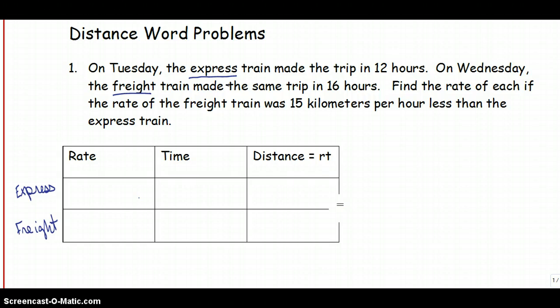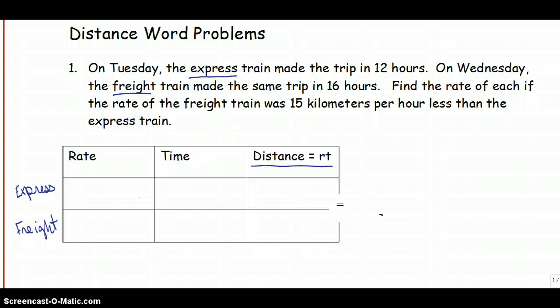So the first thing we're going to do is make a note that we have express trains and freight trains so we can keep everything straight. The other thing that we need to remember is that distance is equal to rate times time. Now these trains are making the same trip, so I know that their distance is going to be equal. That's really important on all of these distance problems. Their distances have to be equal for us to solve these.